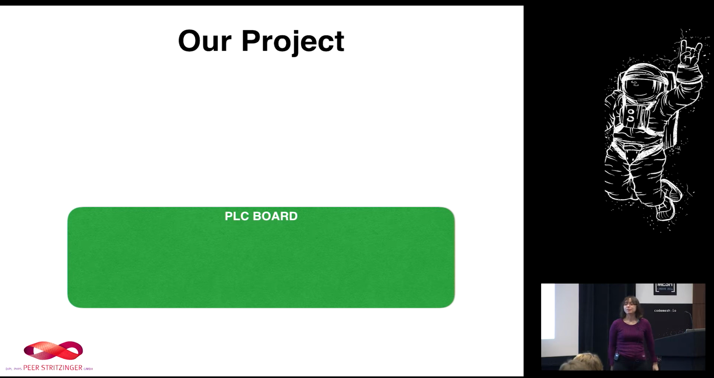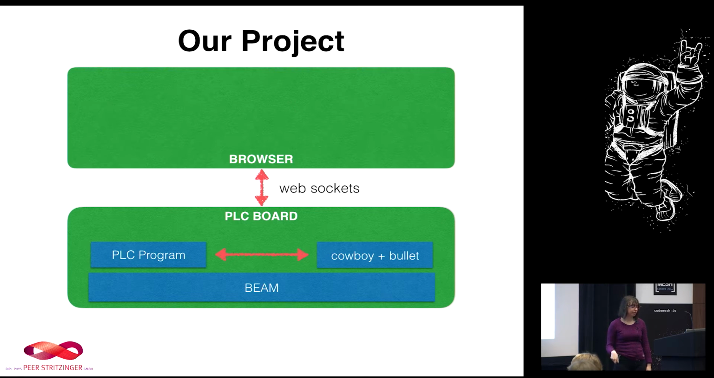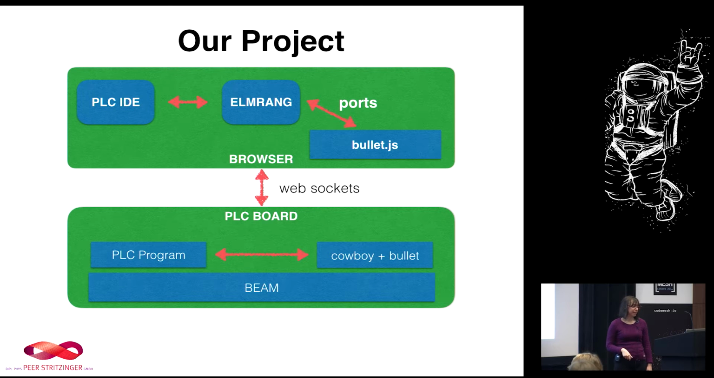So our project, we're back to the PLC board. There is the BEAM running on it. There is the PLC program running on it. And then we have Cowboy and Bullet running on the same BEAM, and they talk to each other. And through WebSocket, they talk to the browser, which is running the Bullet client library, which through Elm ports is talking to our WebSocket library, which is called Elmrang. And we have a WebSocket library because at the time, Elm didn't have WebSockets. And it's basically a wrapper of Bullet. And Elmrang gets the JSON from the WebSockets and gives them to our PLC IDE.